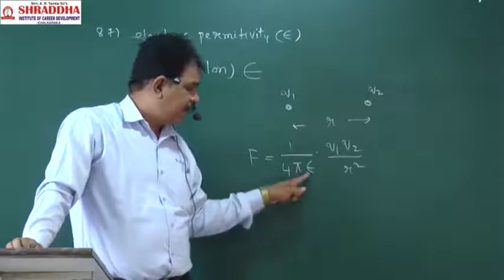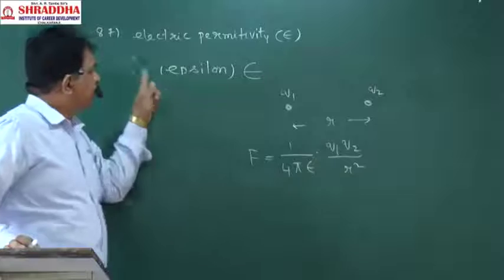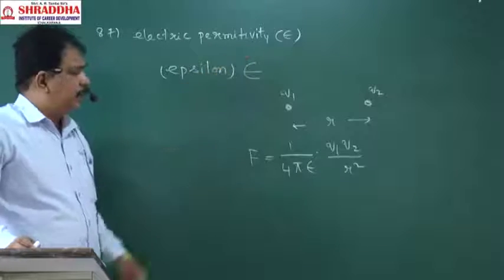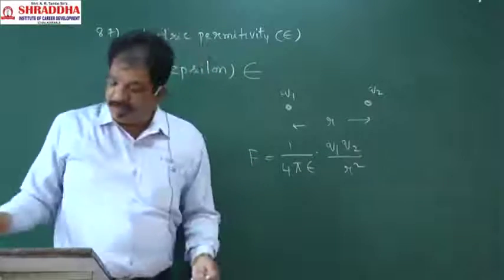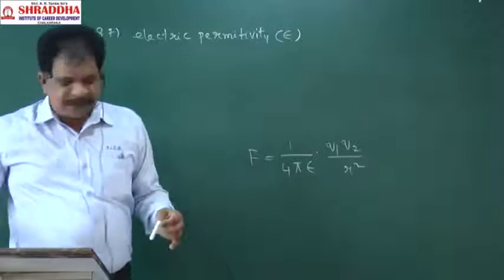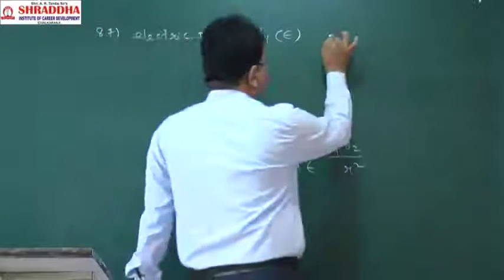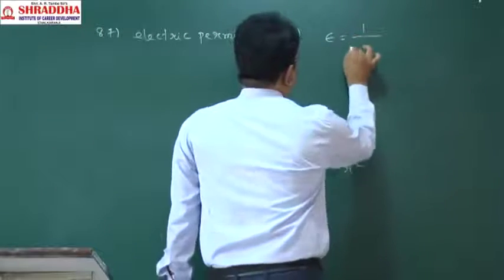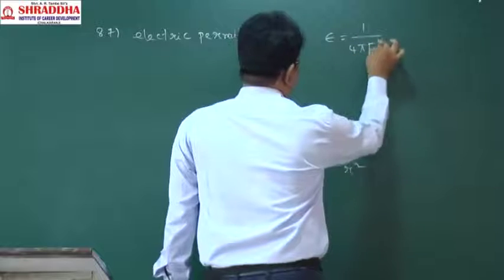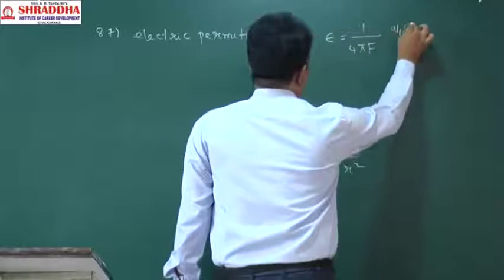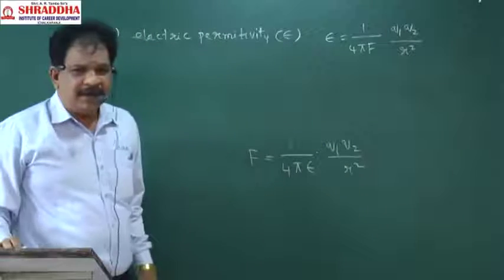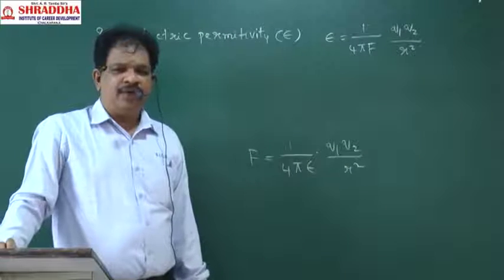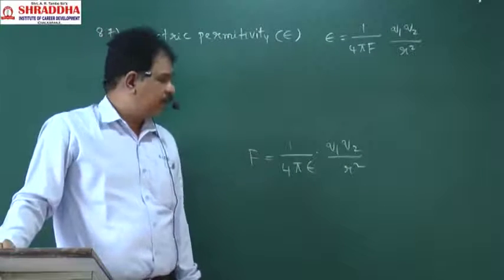Here epsilon will be called permittivity, electric permittivity. So from this, what will the epsilon value be? Epsilon is equal to 1 by 4 pi F Q1 Q2 by R square.